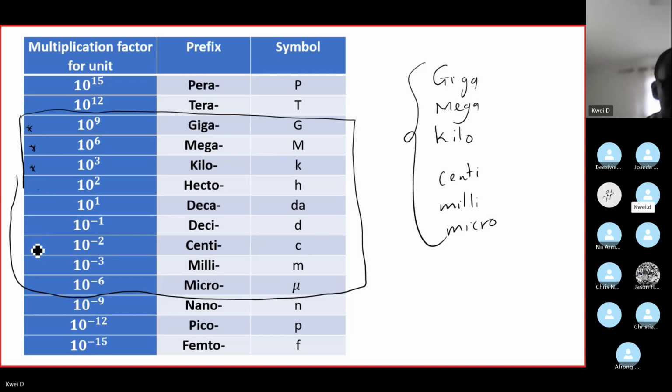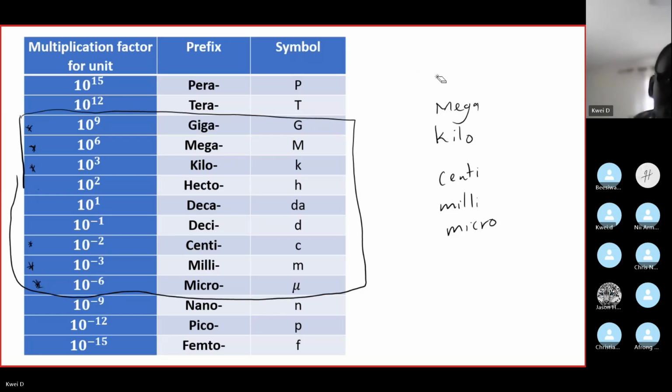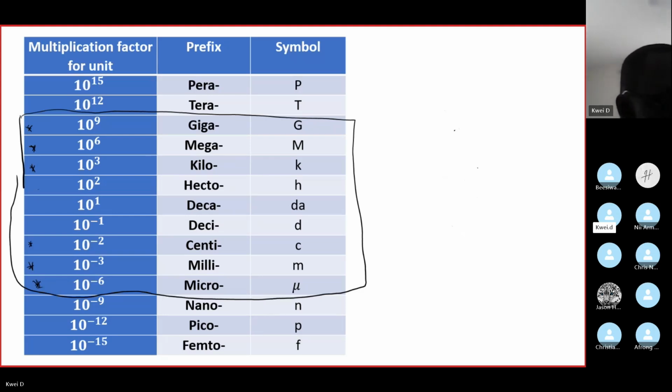Now with these prefixes, it's very simple to convert from one prefix to the other. I'll show you a very simple trick that I mostly teach students, so they can convert from one to the other without stressing themselves so much. But nonetheless, the multiplication factor has to be in your head. So let's say giga is 10 raised to the power 9.